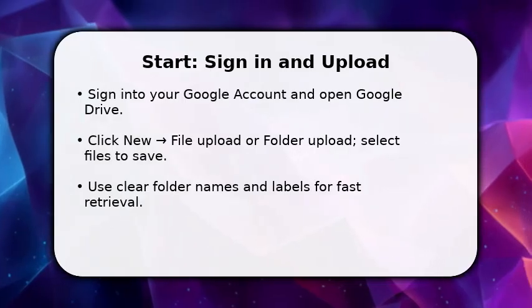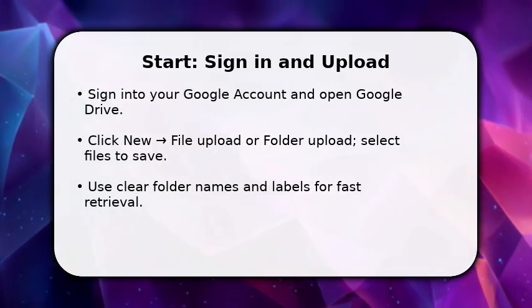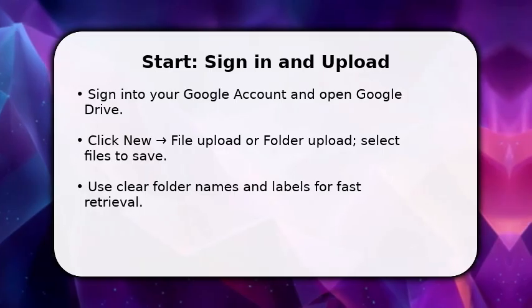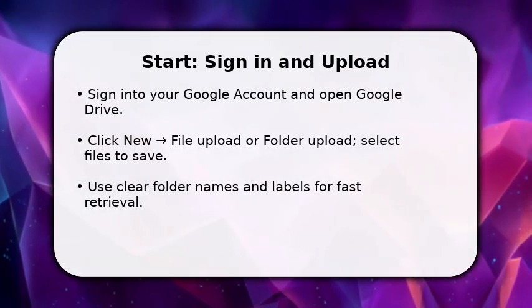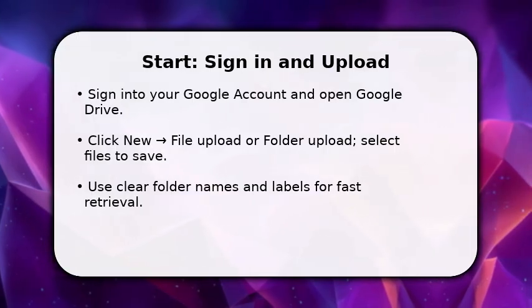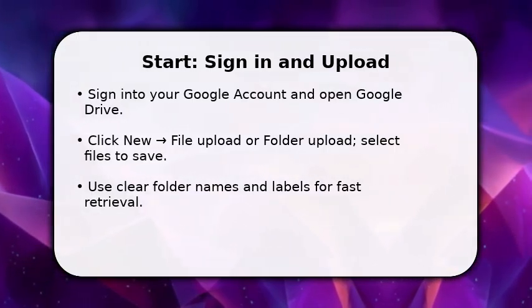You start by signing into your Google account and opening Drive because you need a destination. Once signed in, click New, then File Upload or Folder Upload, and pick what to save. Make sure to create or choose a logical folder before uploading so items land where you expect them. This saves time later and prevents duplicates.